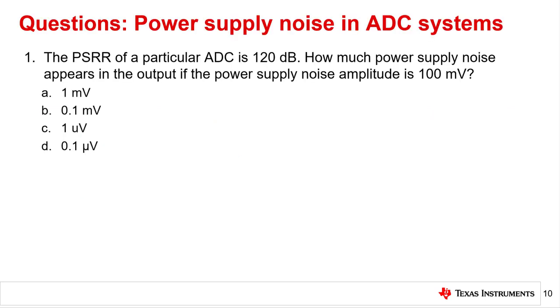Question 1. The PSRR of a particular ADC is 120 decibels. How much power supply noise appears in the output if the power supply noise amplitude is 100 millivolts? The correct answer is D, 0.1 microvolts.